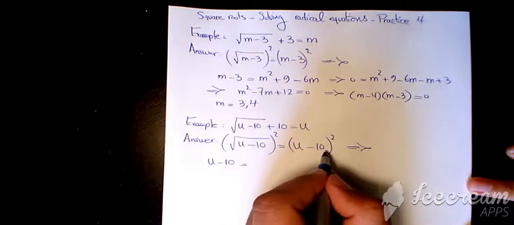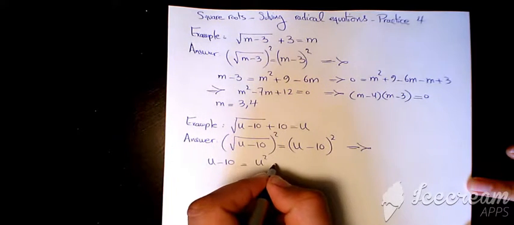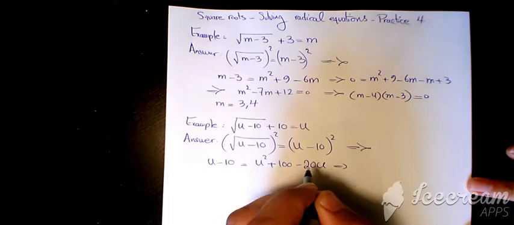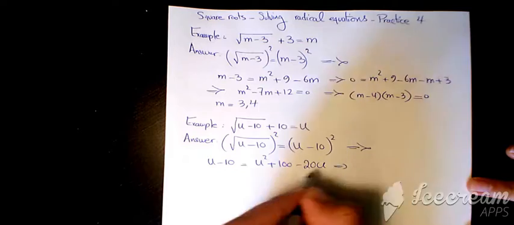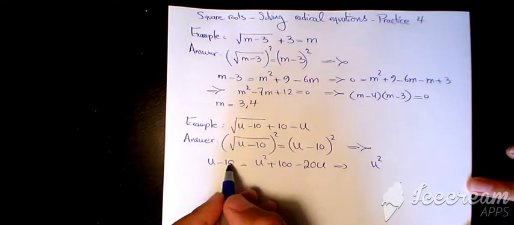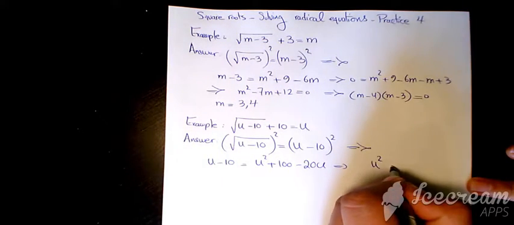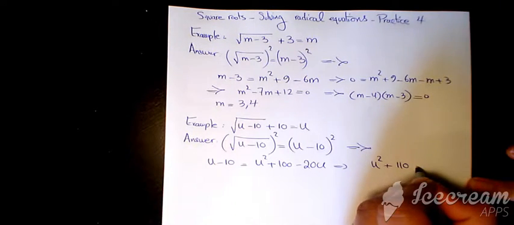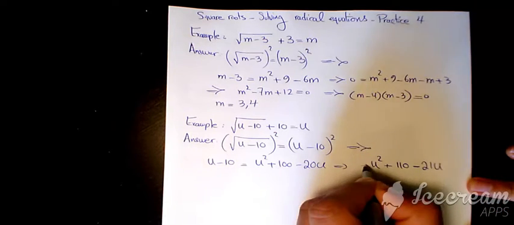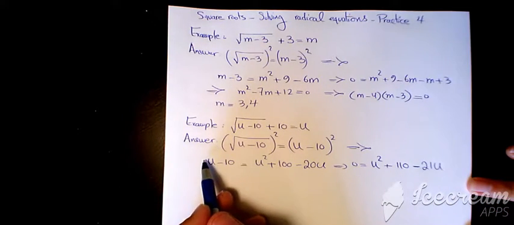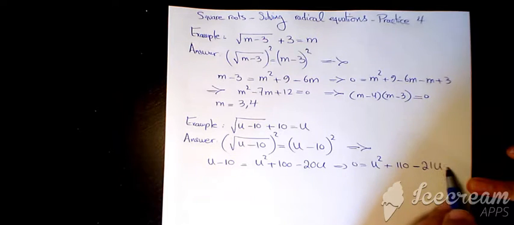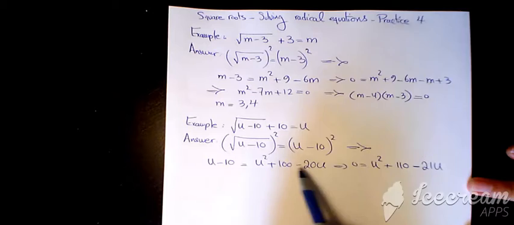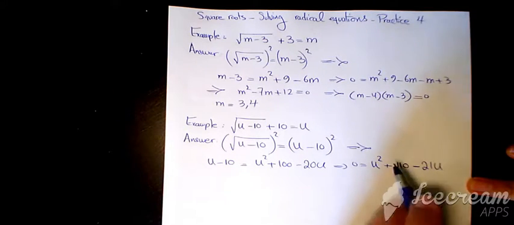And here we have u minus 10 squared, which is going to be u squared plus 100 minus 20u. Then you move everything to one side, it will be u squared, 100 plus 10 will be 110, negative 20u and negative u will be negative 21u, because when positive u goes to the right hand side it will be negative 21, and here negative 10, when it goes to this side it will be plus 10, so 100 plus 10 is going to be 110.